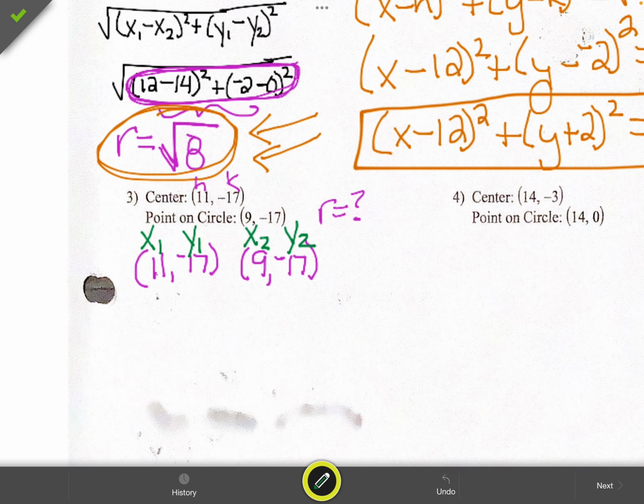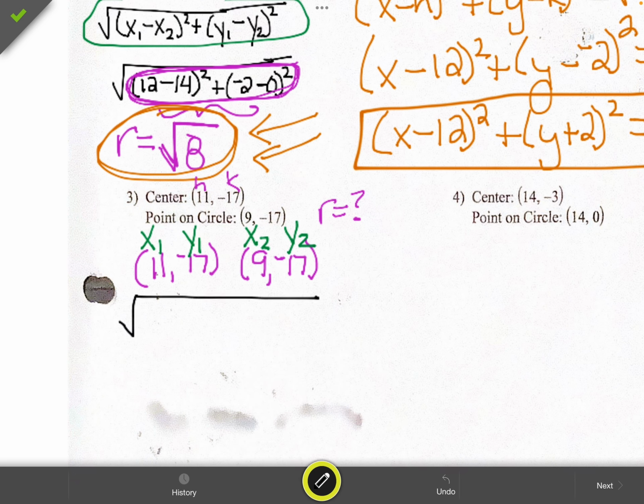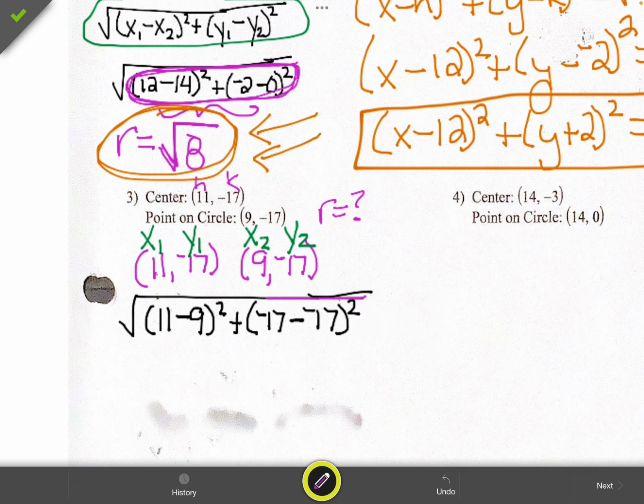Again, the distance formula is up here in black. And so I'm going to say square root. First x is 11 minus, what's my second x? 9. So we square that. Plus, what's my first y? -17 minus, what's my second y value? -17 and squared. So remember, when you head over to Desmos, do not type in the square root. Just type in the parentheses and all of that. Don't put the square root in.